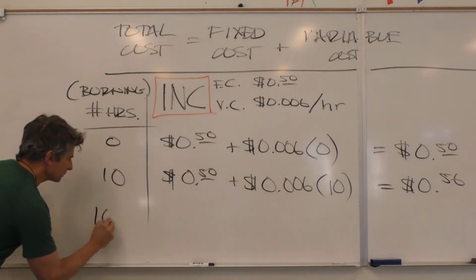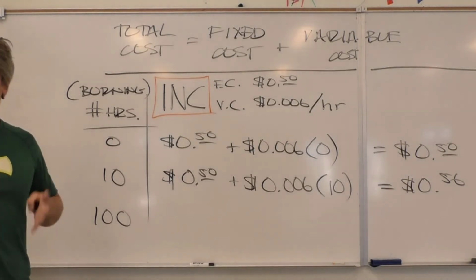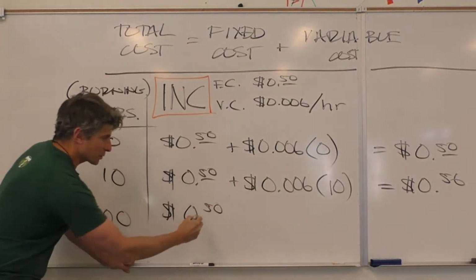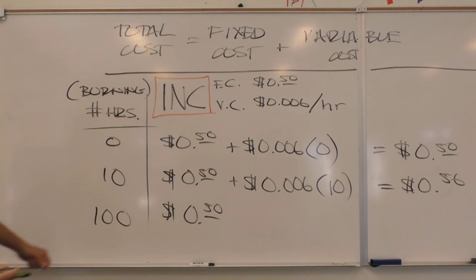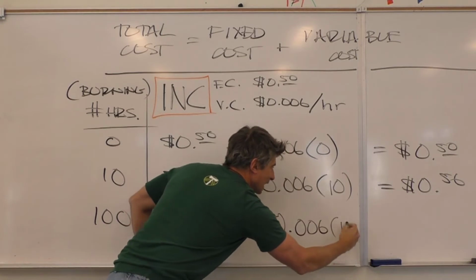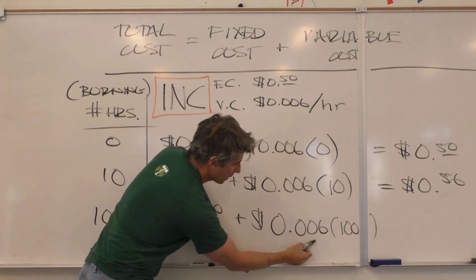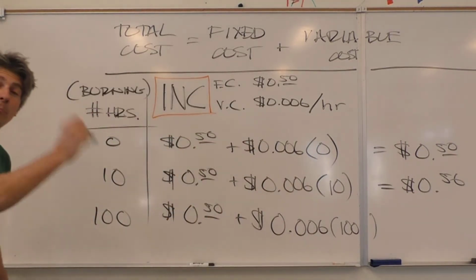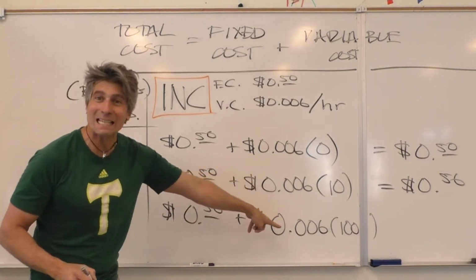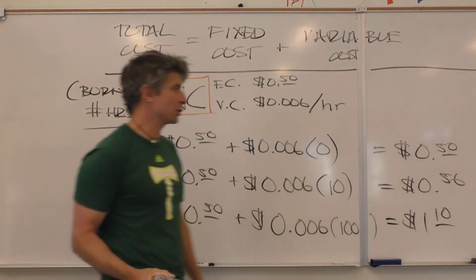Let's burn it for 100 hours. Again, I'm using multiples of 10 because I don't feel like using a calculator to do all this. So still, again, you have to purchase the bulb for 50 cents. And then we have to multiply the 0.006 times 100. Same idea with the decimal point. It's now going to move 2 spots over, which is going to be $0.6, also known as 60 cents. So it's 50 cents to purchase, 60 cents to run. That's going to be $1.10 total.